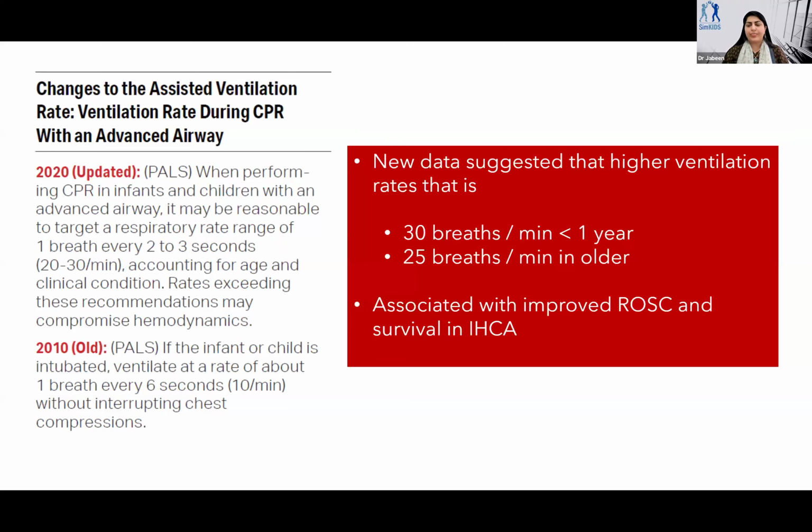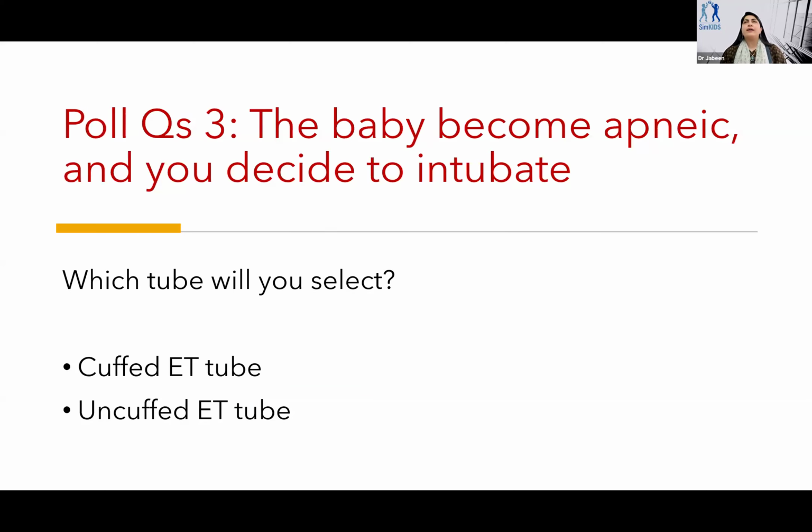So while you are preparing your equipment, the patient becomes apneic and your respiratory therapist asks which tube you will select. Remember, this is a 9-month-old child. So what is your choice? Cuffed ET tube or uncuffed ET tube? A or B here? Uncuffed ET tube, okay?